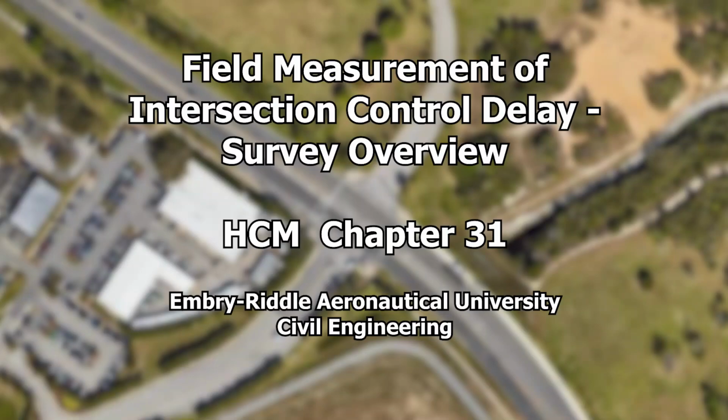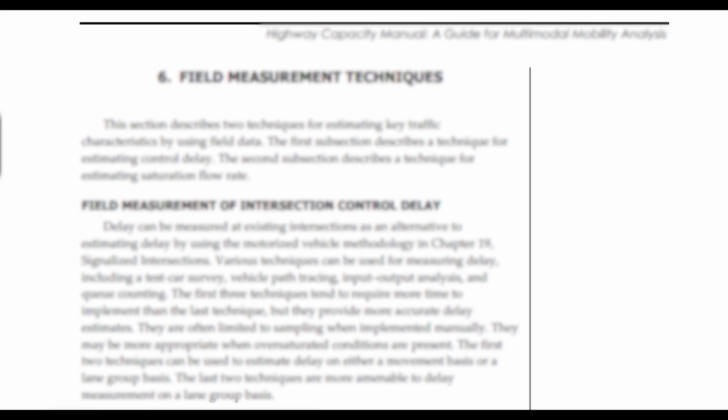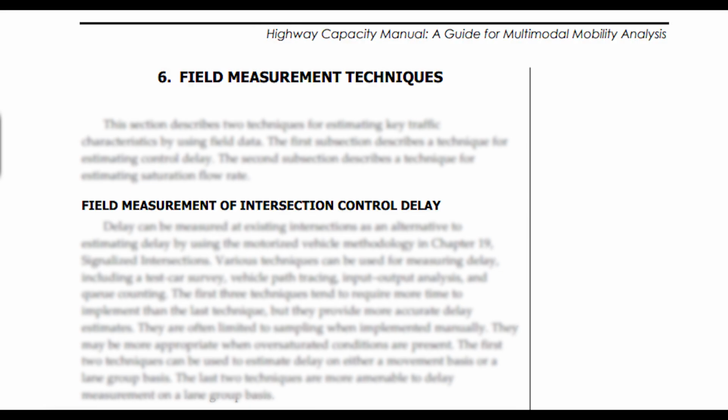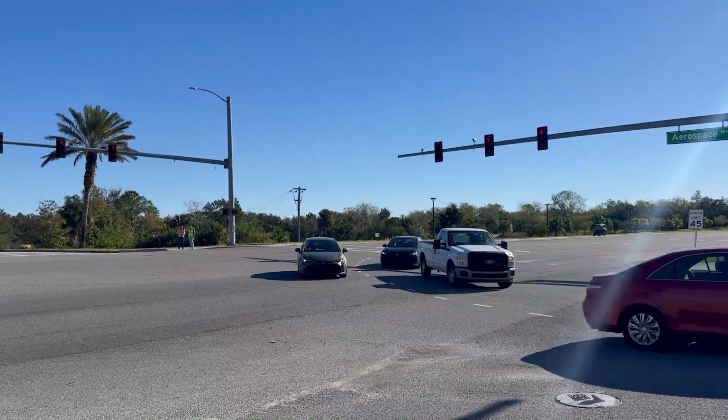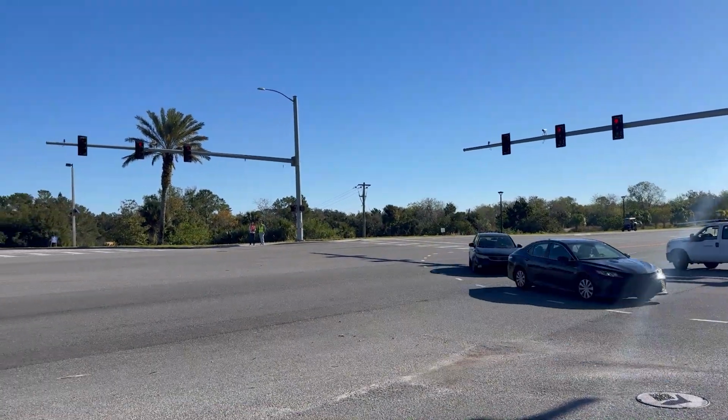Welcome to the field measurement study on intersection control delay. Today we'll be using the Q-count technique as outlined in Section 6 of Chapter 31 of the Highway Capacity Manual to measure how long vehicles are delayed at this busy signalized intersection.